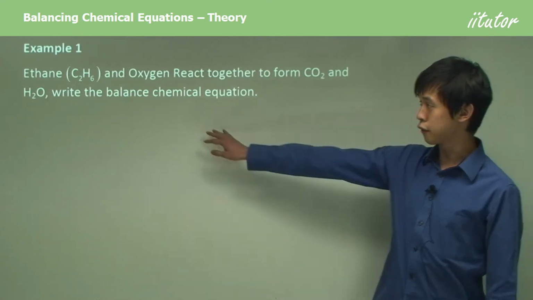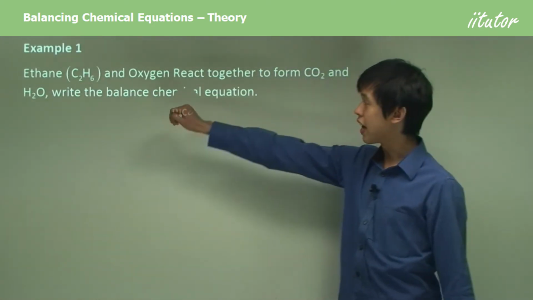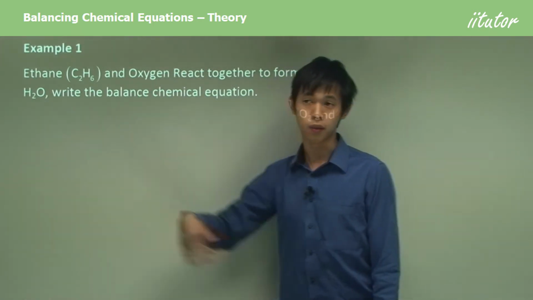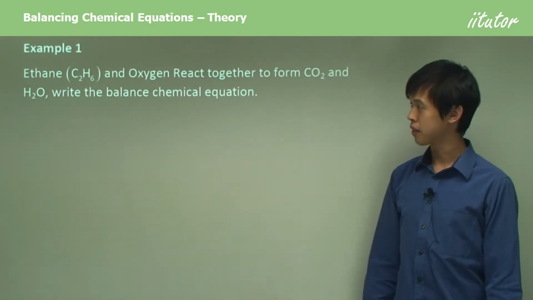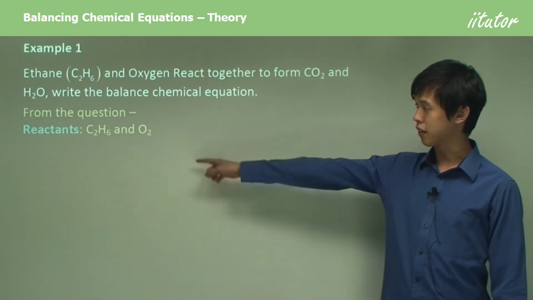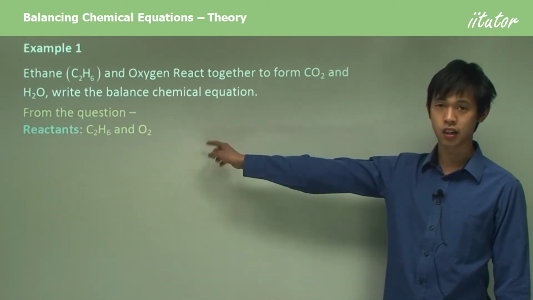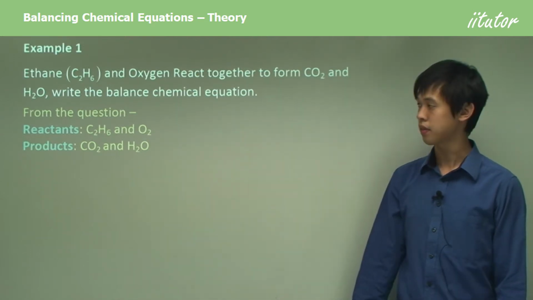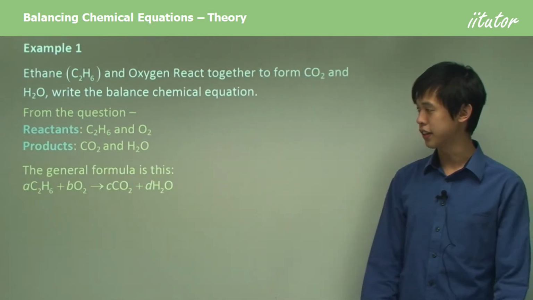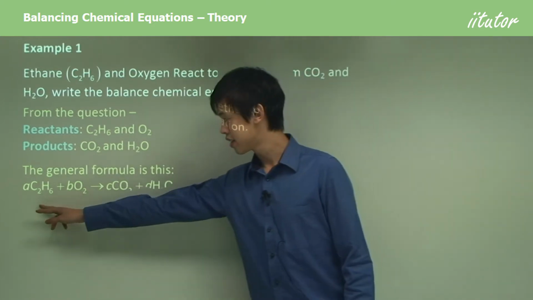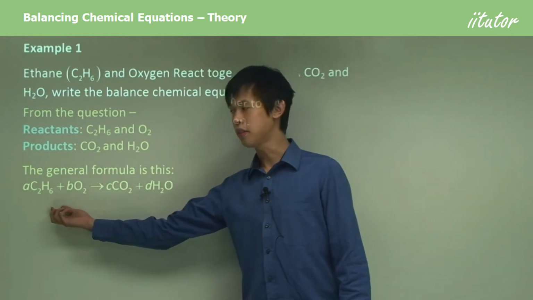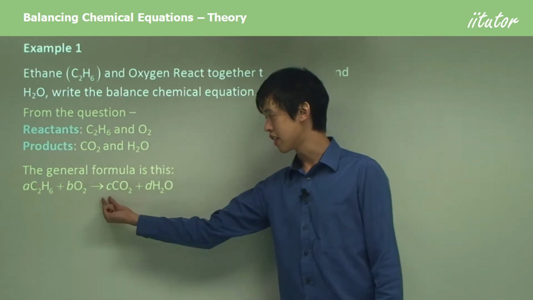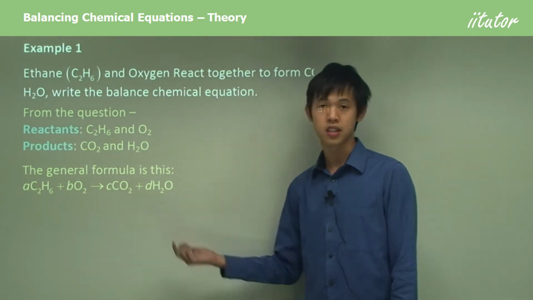So we've got this fuel, ethane, and it reacts with oxygen to give you CO2 and H2O. We want to write a balanced equation for this. From the question, we know that the reactants are C2H6 and O2, and the products are CO2 and H2O. If we were to put it into a general equation, we'd have A times the fuel plus B times the oxygen molecules gives you C times CO2 molecules and D times H2O.